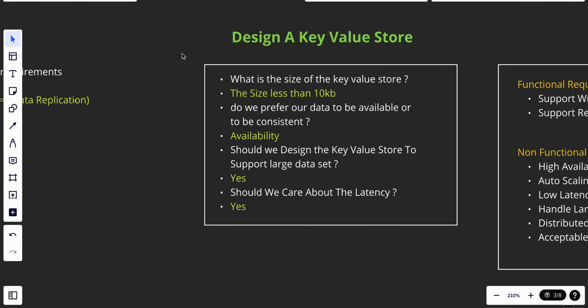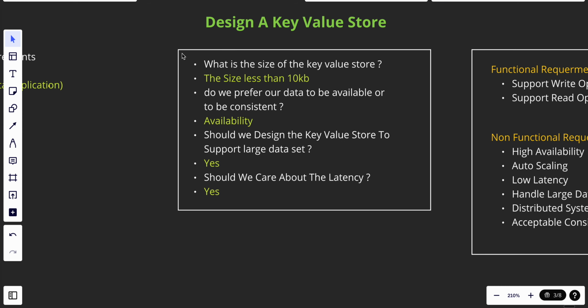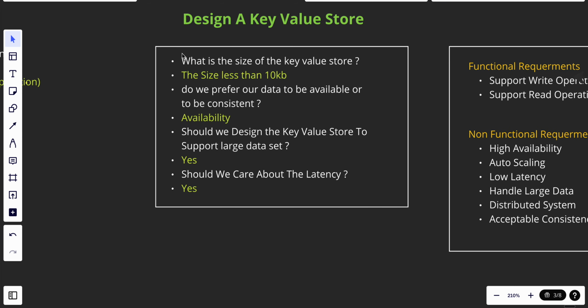If you didn't watch the previous four videos, I highly recommend watching them. However, if you watched them but you just need a quick review, I'll make a review right now. In this series, we are designing a key value store.